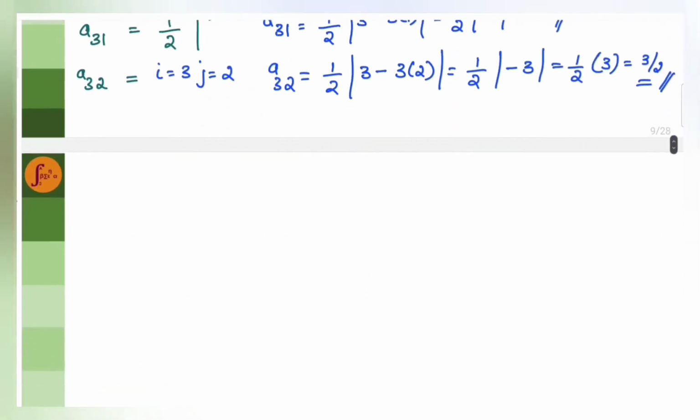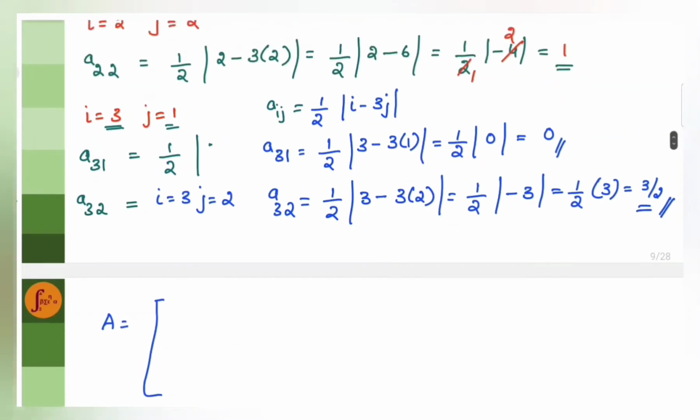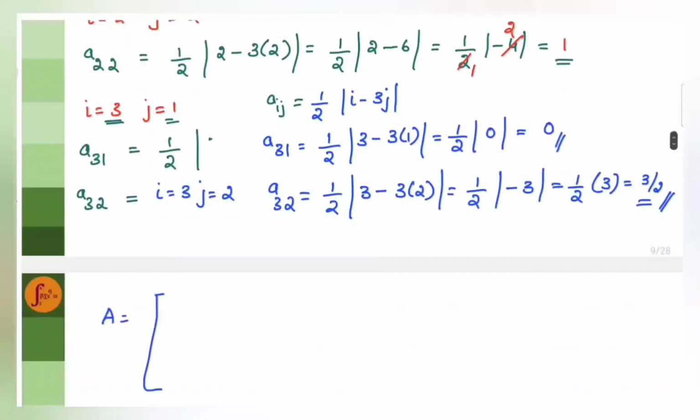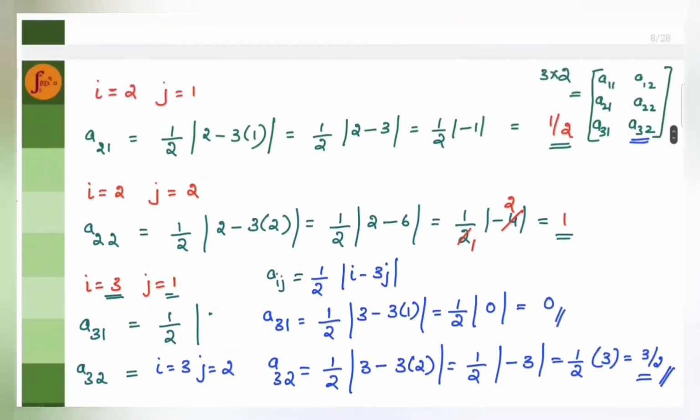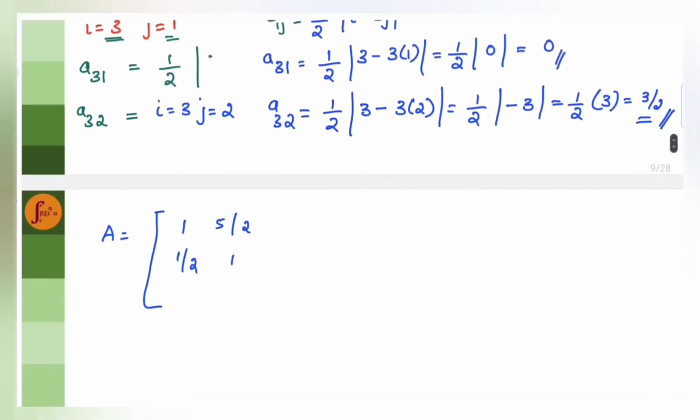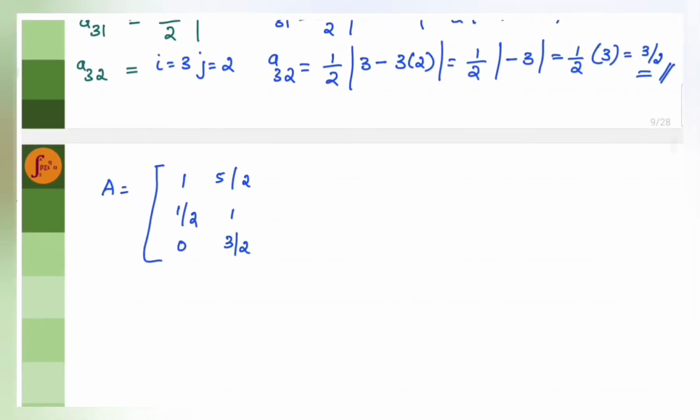So finally, what is the matrix? Finally, we'll have the matrix as, let's populate all the elements that we have got. We got 1, 5 by 2, 1, 5 by 2, half, and 1, and we got 0 and 3 by 2. So we have constructed the 3 by 2 matrix.